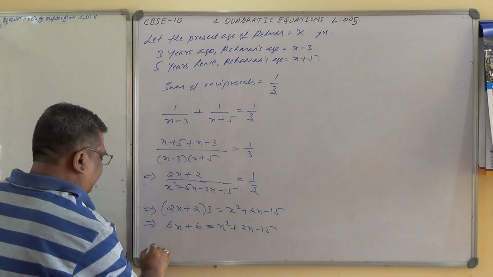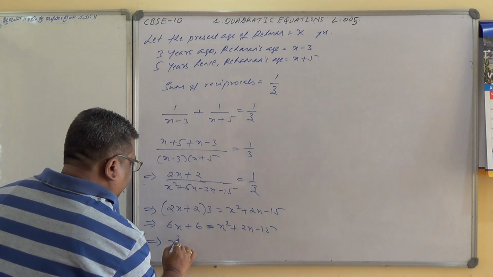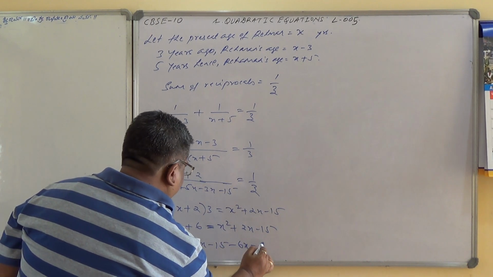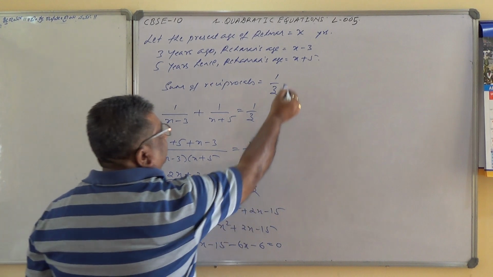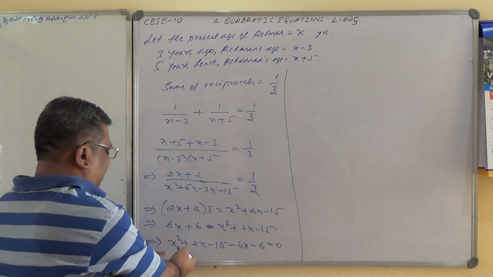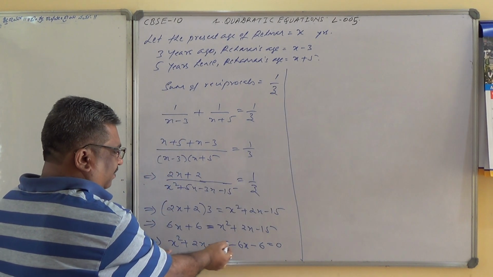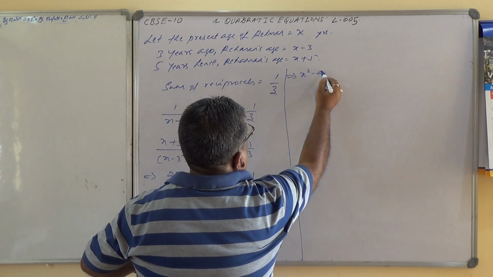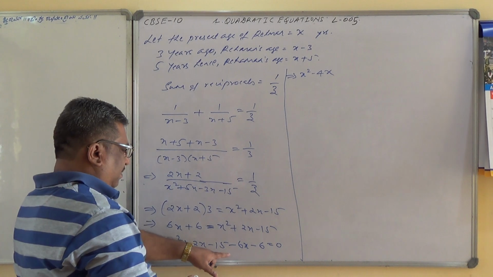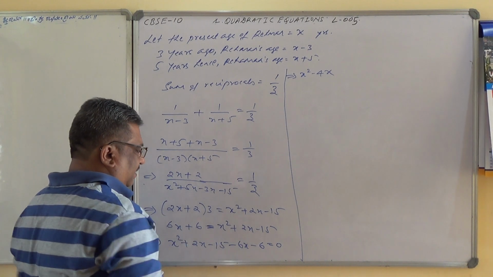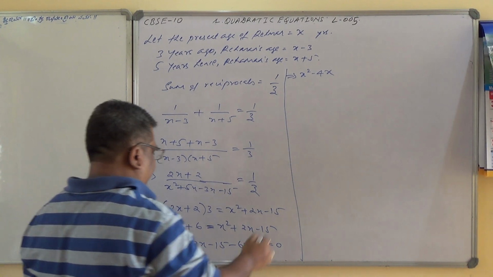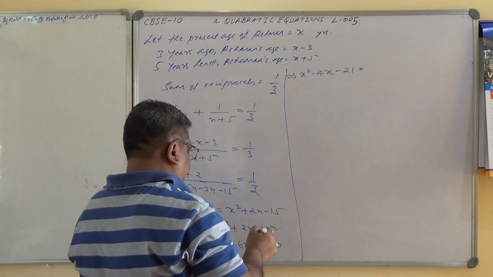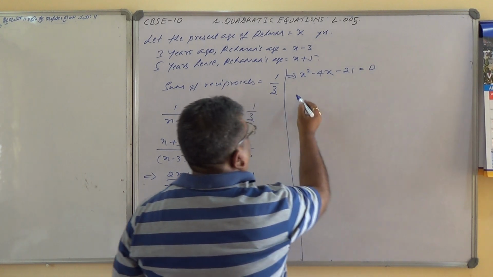Transpose all these to that side. x² + 2x - 15 - 6x - 6 = 0. Okay, so x² + 2x - 6x = -4x, and -15 - 6 = -21, equals 0.